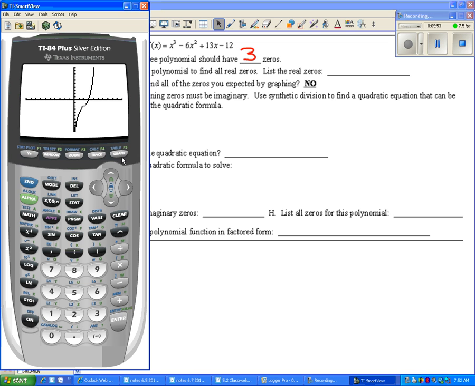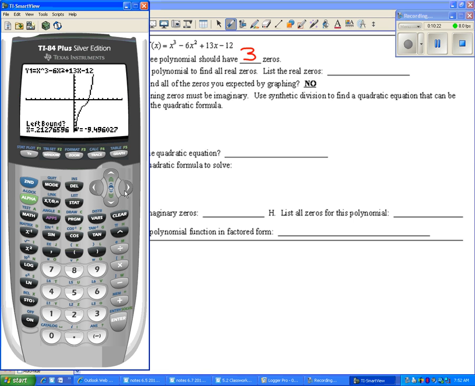So I'm going to go to second trace to get the calc, but this time I want to do number 2, the zeros. To find zeros this way, I have to find a left bound. So I'm going to move my cursor. If you look at this, it says x is negative 2.79. I'm going to move my cursor so I'm closer to that 0. Well, hey, there's a 0 right there.